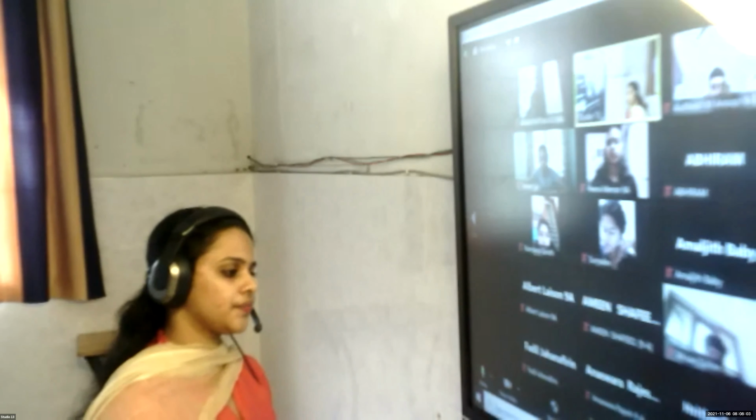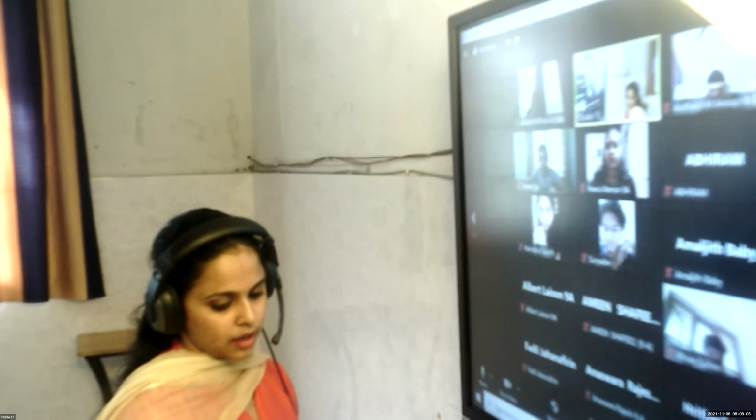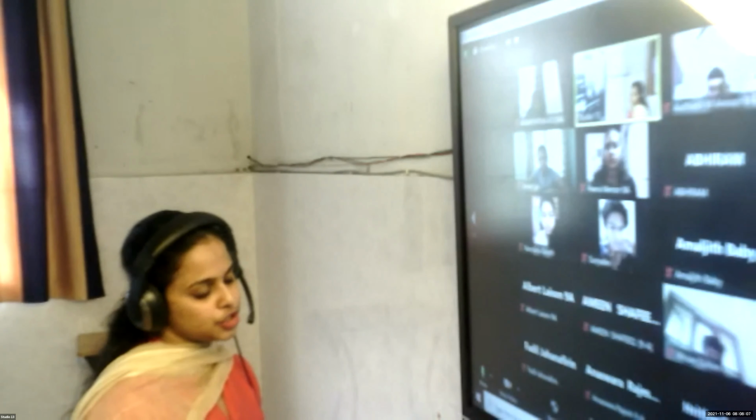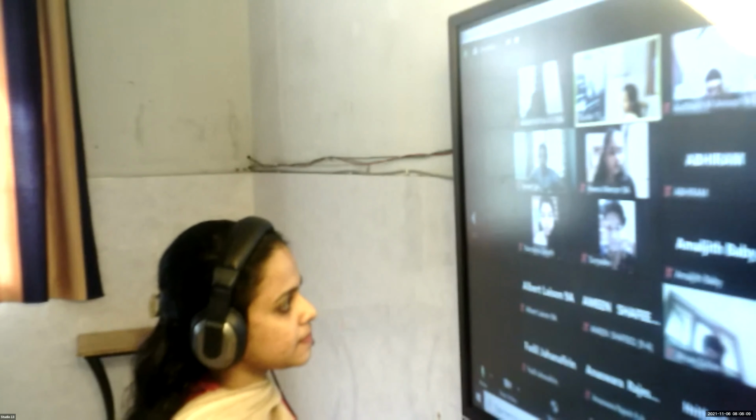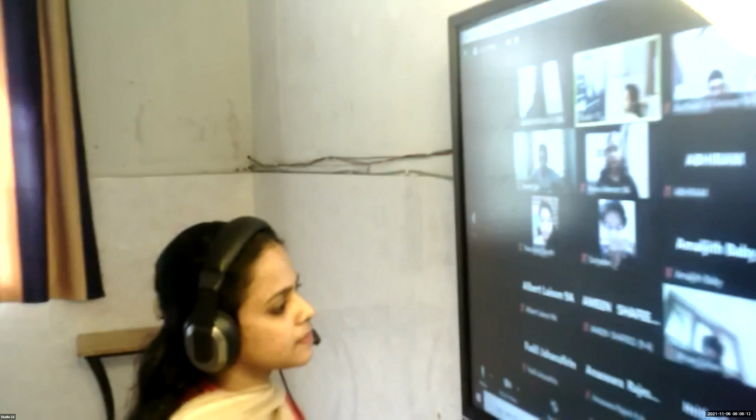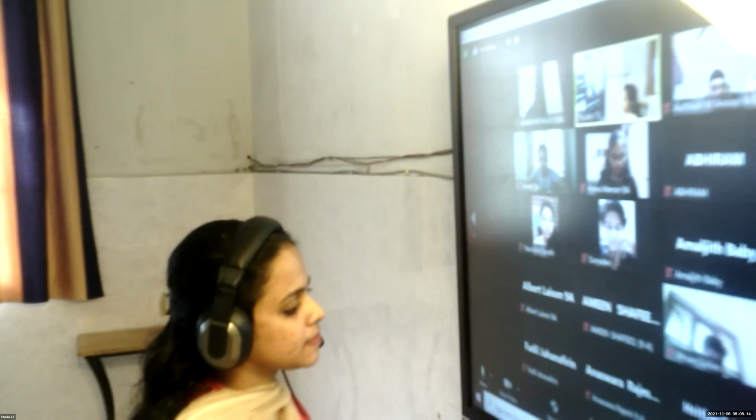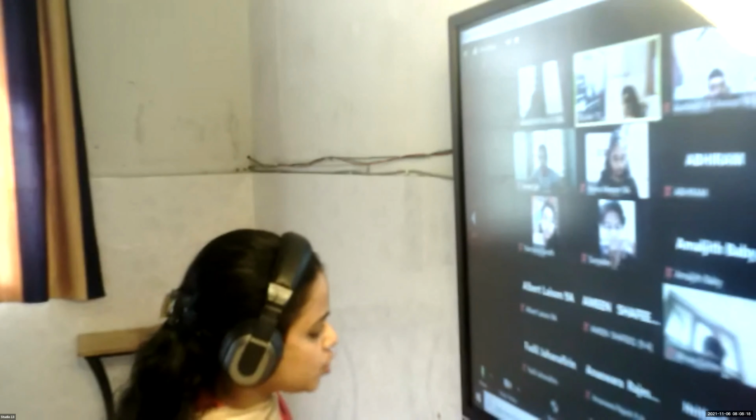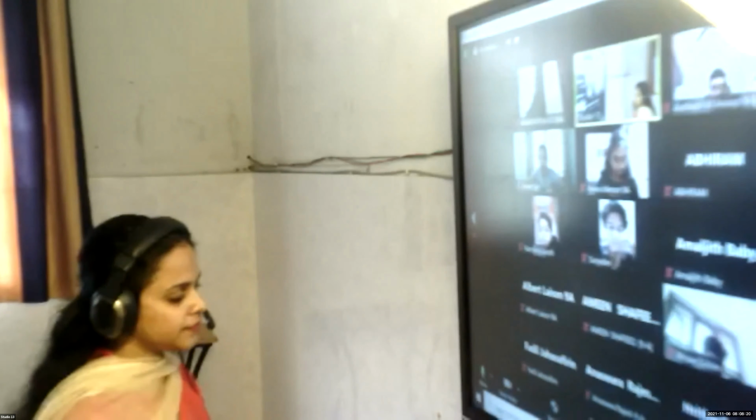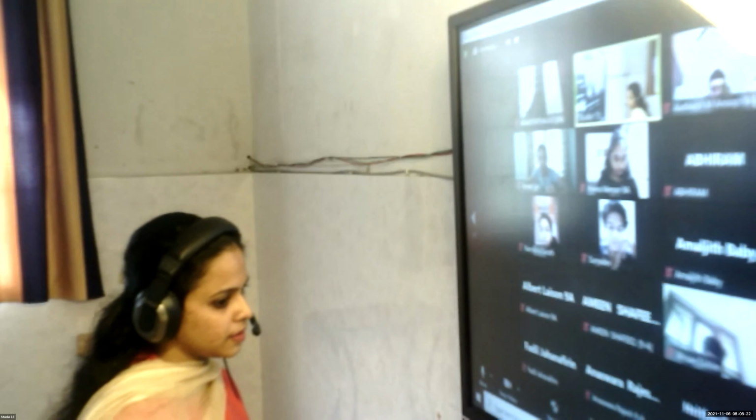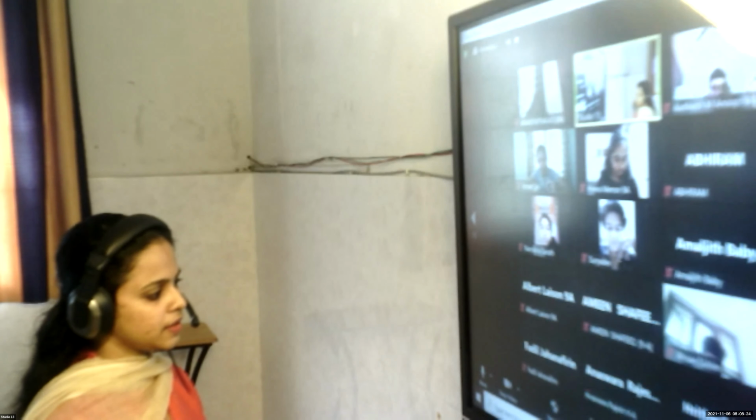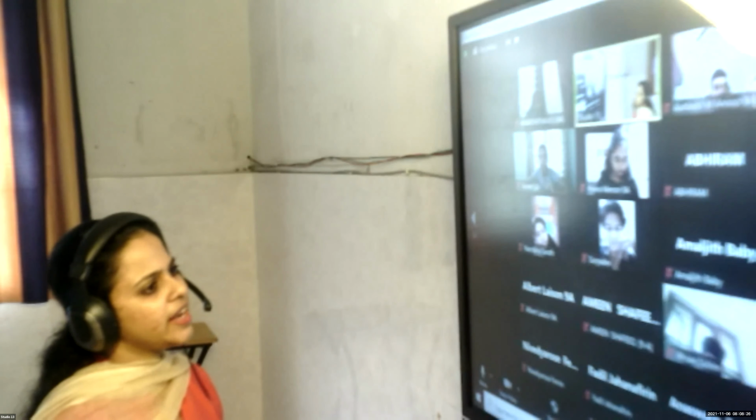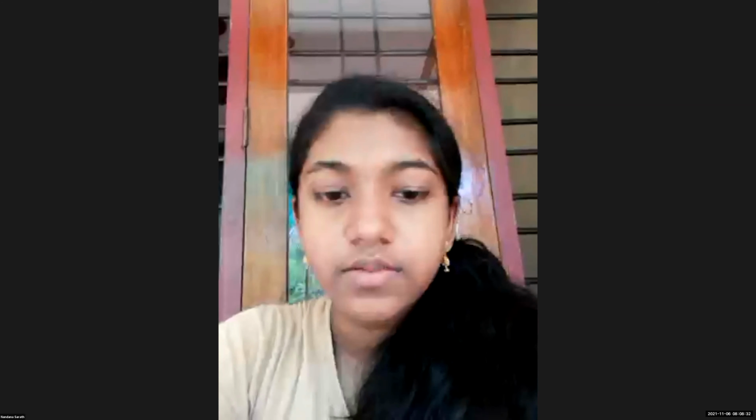Then Hrithwik. What about the value of acceleration due to gravity G? I think some audio problems are there. Anashwara, value of G? Anyone? Value of G? 9.8 meter per second square.